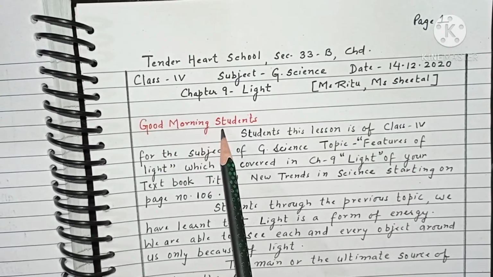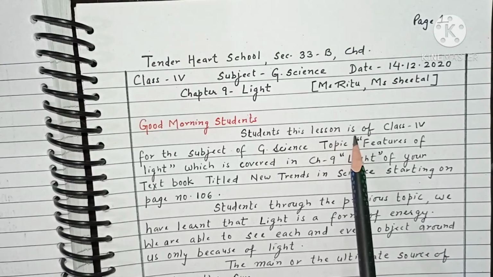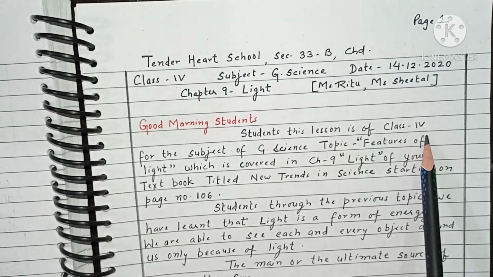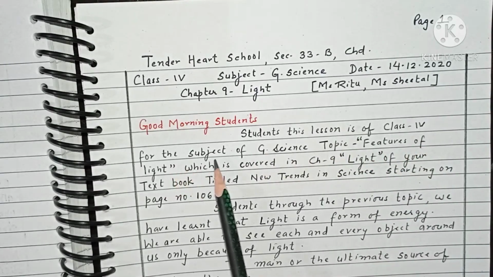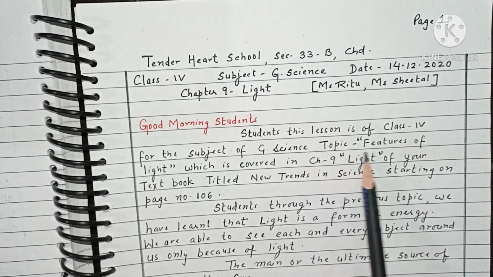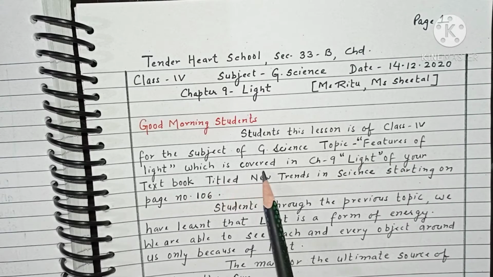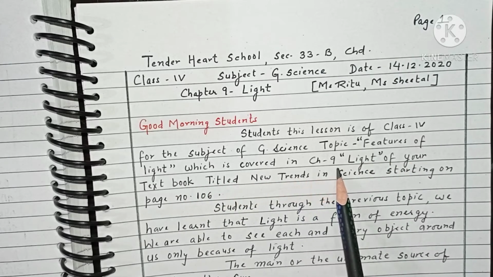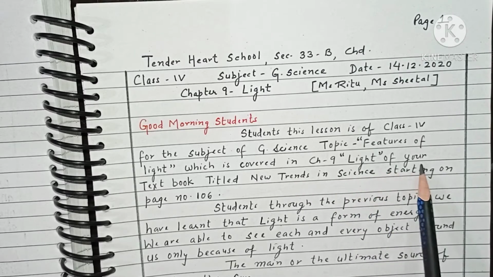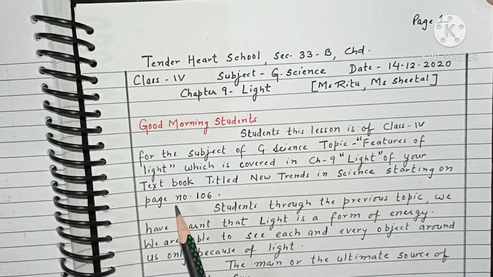Good morning, students. This lesson is of class 4 for the subject of General Science, topic Features of Light, which is covered in chapter 9, Light, of your textbook titled New Trends in Science, starting on page number 106.